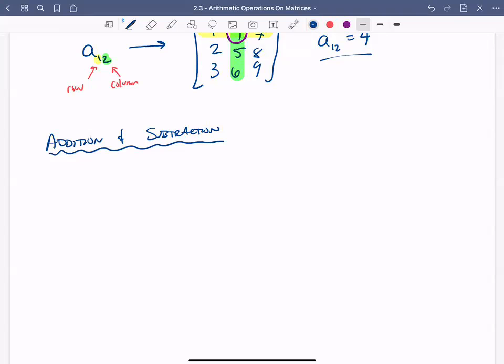In order to add and subtract matrices, the one thing that has to be true is that they have to have equal size. So matrices have to have equal size when you're adding or subtracting. Meaning a 2 by 3 plus a 2 by 3, or a 3 by 1 minus a 3 by 1. They have to be the same exact size. So let's start with our first example: 1, 2, 3, 4, 5, 6 plus 7, 8, 9, 10, 11, and 12.